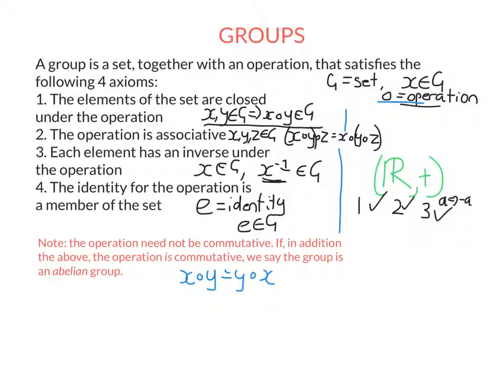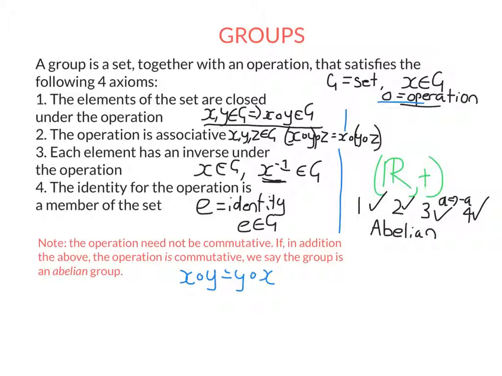So 4, the identity is a member of the set. Well, yes, definitely. 0, the additive identity, is a real number. So the real numbers under addition satisfy all four axioms, therefore it's a group. Now, as I said before, addition is commutative. A plus B is the same as B plus A. So not only do the real numbers form a group under addition, they form an abelian group under addition.